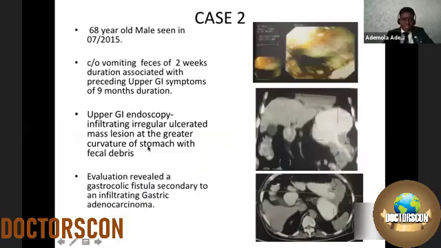So the second case is a 68-year-old male who was seen in September 2015. Then he had complained of feces or fecal vomitus of 2 weeks duration, associated with preceding upper GI symptoms of 9 months duration. Upper GI endoscopy then revealed an infiltrating irregular obstructed mass at the greater curvature of the stomach with a lot of fecal debris. And when we evaluated, we found out that the patient actually had an infiltrating gastrocolic fistula from the gastric adenocarcinoma.